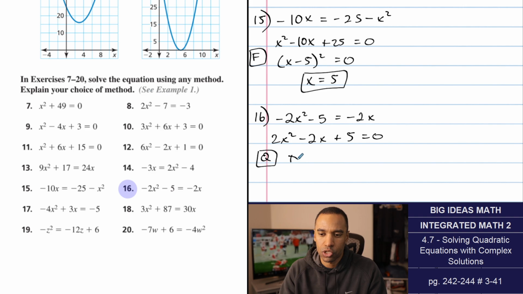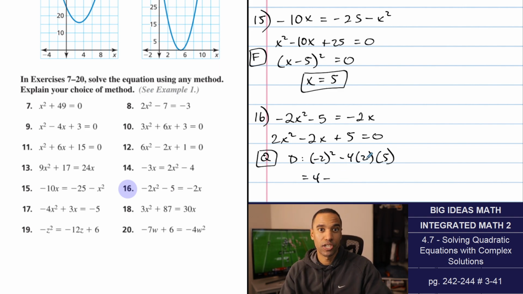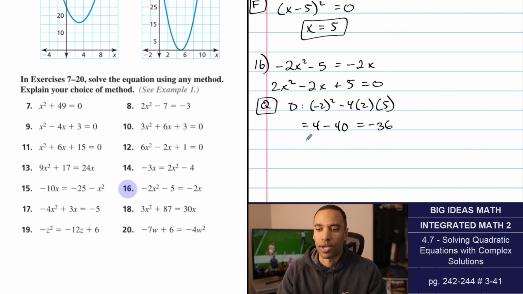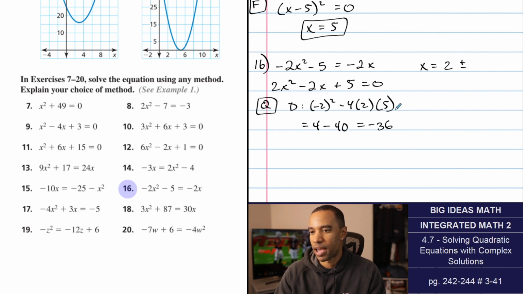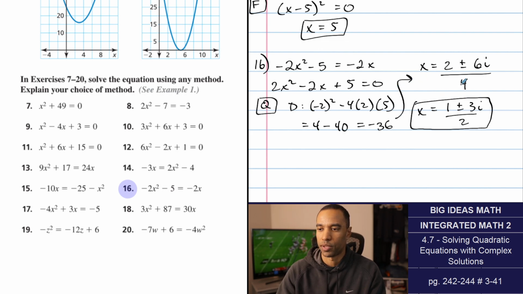But here we go. We got discriminant of b squared minus 4ac, which is 4 minus, looks to be imaginary, 40, which is negative 36. We've seen that number. Negative 36. Okay, so this will be x equals negative b plus or minus the square root of b squared minus 4ac, all over 2a. My a was 2, so 4. Everything can divide by 2, and we get 1 plus or minus 3i all over 2. That's where we go from there. All right.